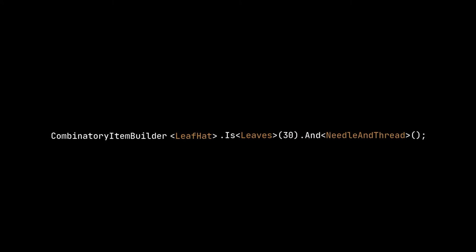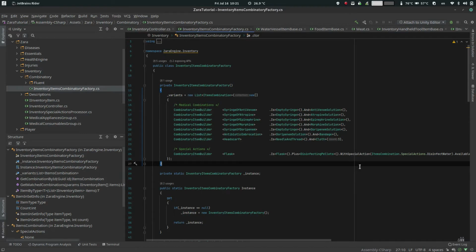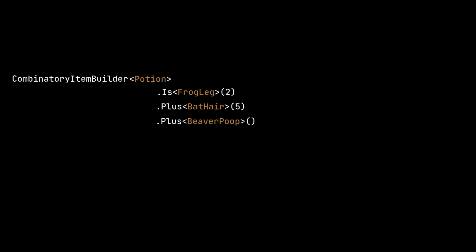Item order doesn't matter. What if you need not 2 items in a combination, but say 3 or maybe 10? You write Combinatory Item Builder, then the class of the resulting item, then the class of the first item in the combination with an optional count, plus the class of an item with an optional count, plus again, and again, and again, and end with and, passing the final item class with an optional count, like this.